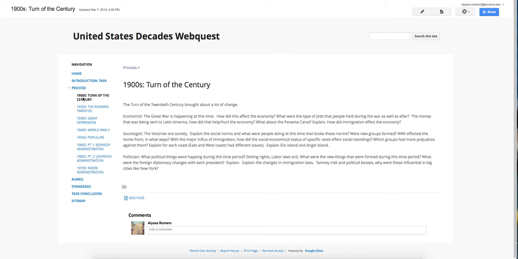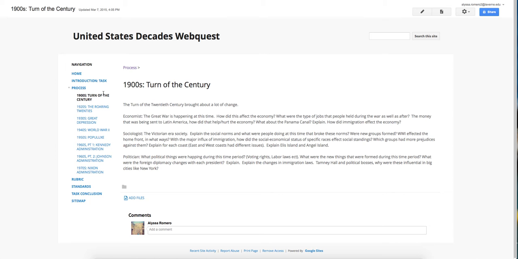So, for example, in this 1900s one, like The Economist, it's talking about Latin America, and so it specifically brings up like the Panama Canal, so like how the Panama Canal influenced the economy because of all the money that was being sent to Latin America.